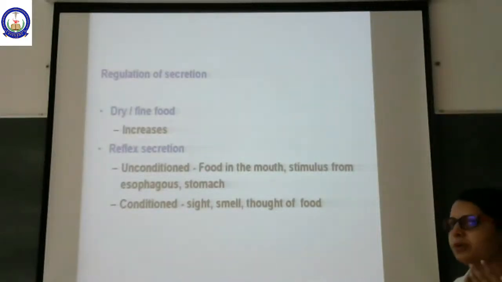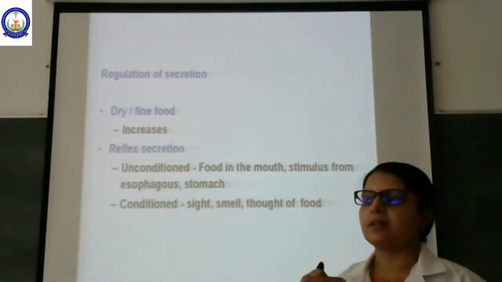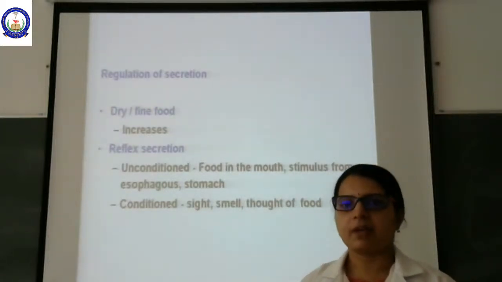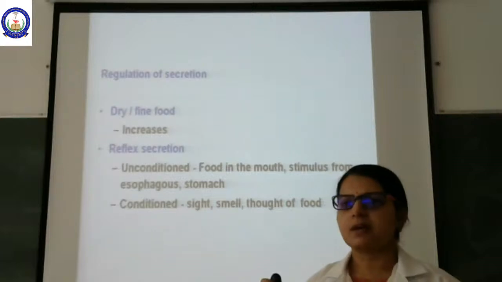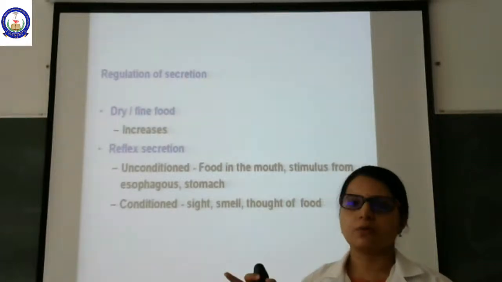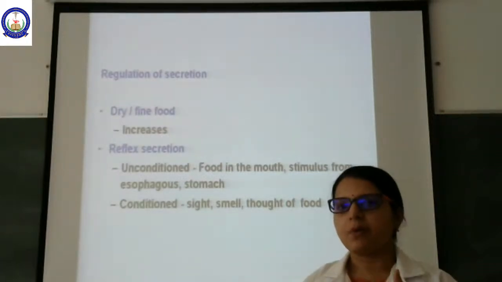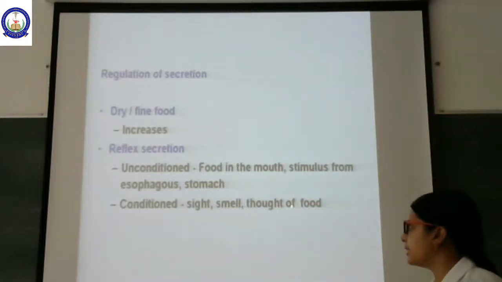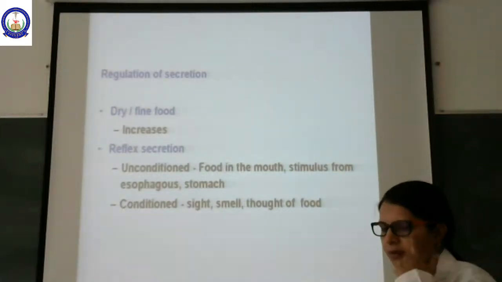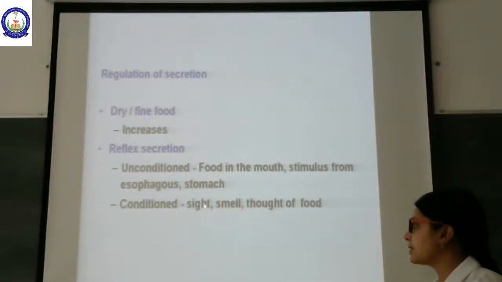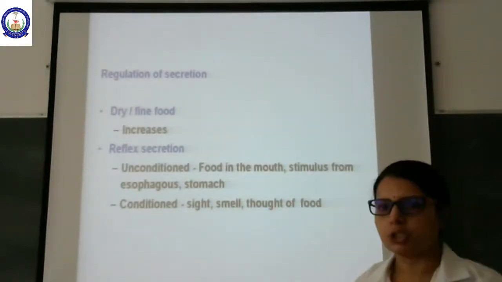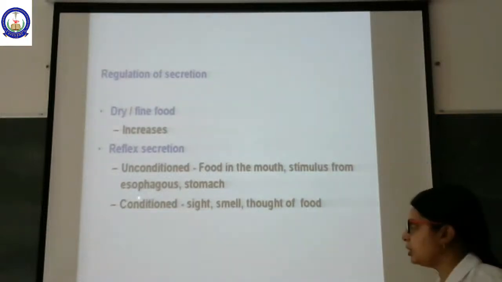Conditioned means the food is not there in the mouth. Suppose I suddenly remember having masala dosa, because of COVID we have not gone to a hotel. If I suddenly start remembering that day I went to the hotel and had masala dosa, what will happen now? My mouth will start watering. So this is the thought of the food itself. The sight and the smell of the food itself can also stimulate increased secretion of salivary juice. So this is an example of conditioned reflex.